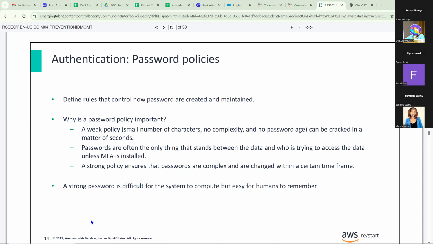Now, a strong password is difficult for the system to compute, but easy for humans to remember. So you, as the person who has this password, will know that my password has these characters, and now you'll be able to keep it somewhere safe where you can use it.